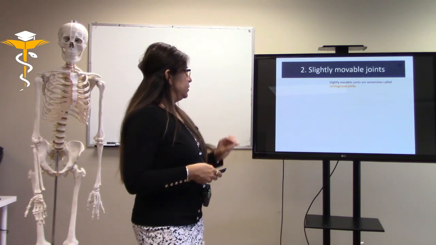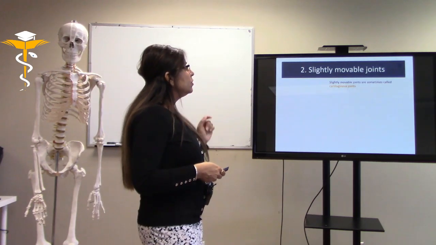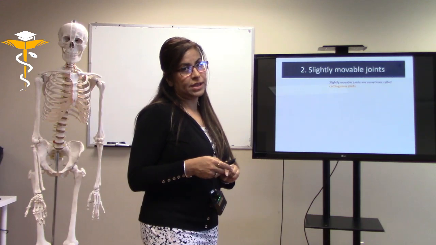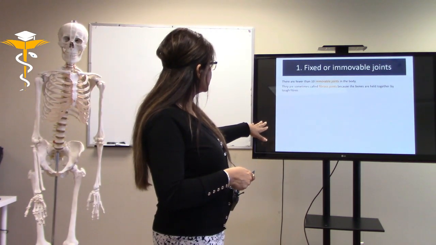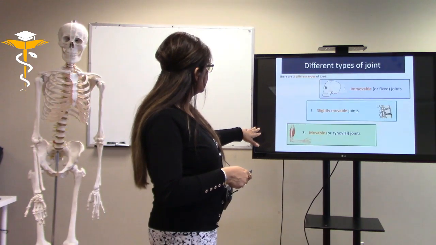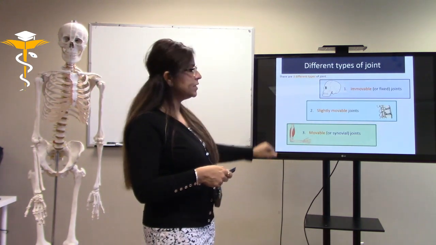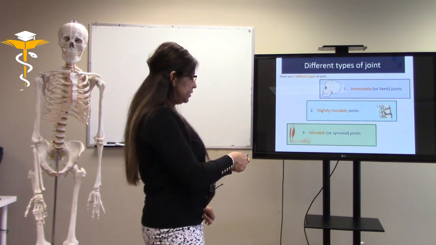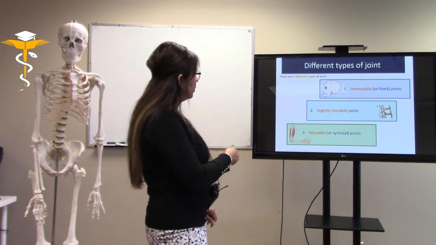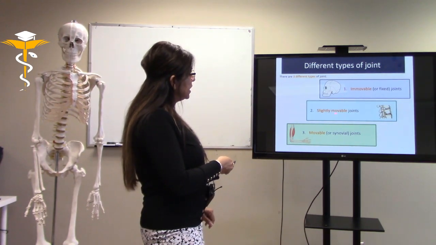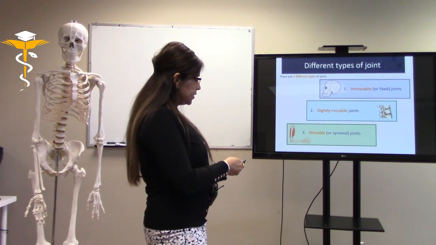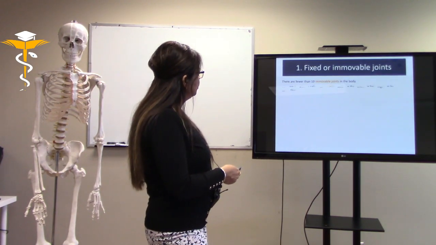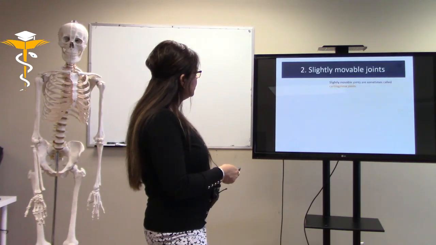Slightly movable joints. The slightly movable joints are also called cartilaginous joints, as we saw in our previous slide here. Let's go back. So slightly movable joints, these are also called cartilaginous joints. So these are the vertebrae here. Let's go down to the next slide.